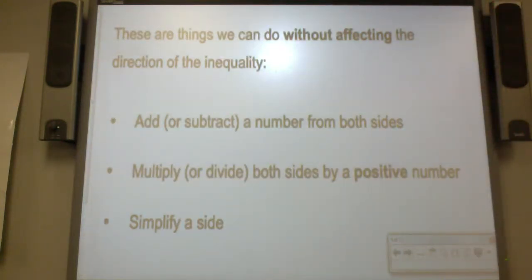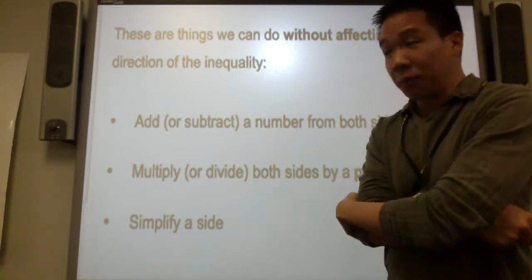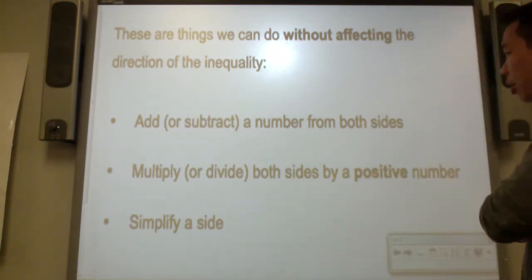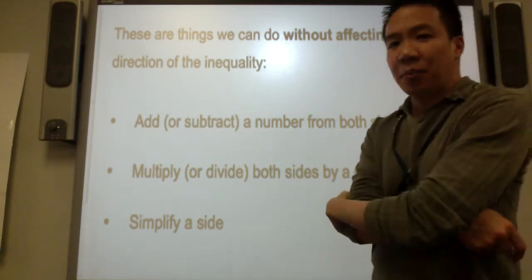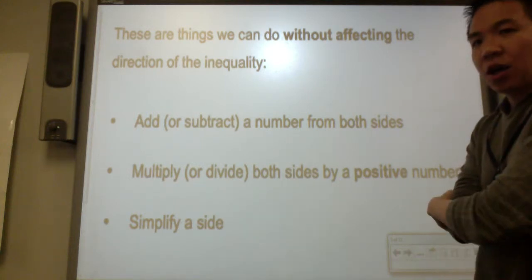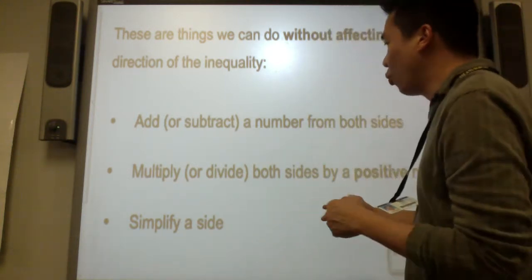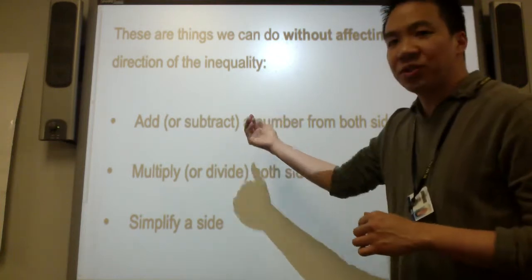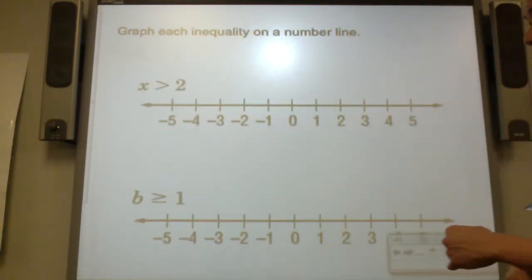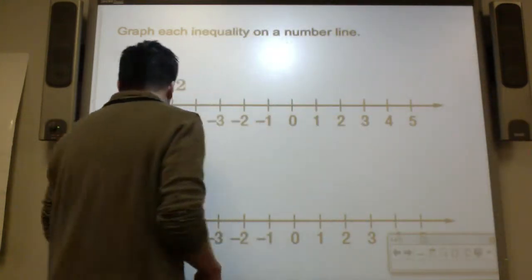There are things we can do without affecting the direction of the inequality. When you add or subtract a number from both sides, you leave the inequality alone. When you multiply both sides by a positive number, you leave the inequality sign alone. Then you simplify a side. In our next YouTube video, we're going to learn what happens when you have to flip the sign over, and in what instance. But before that, let's see what you remember about how to graph inequalities.